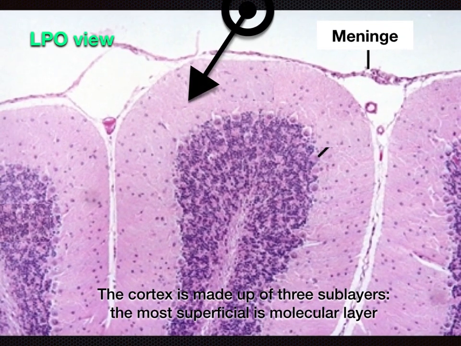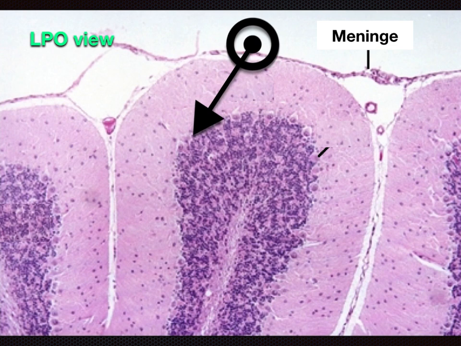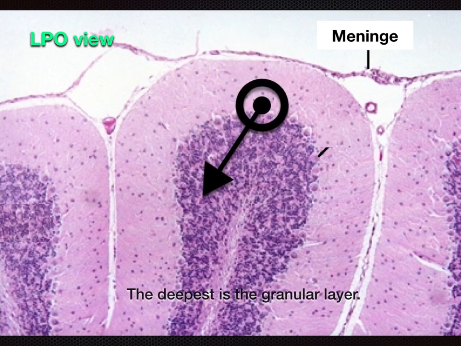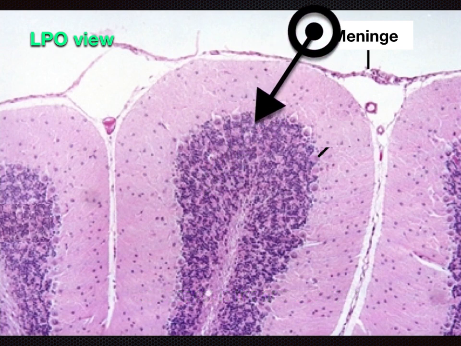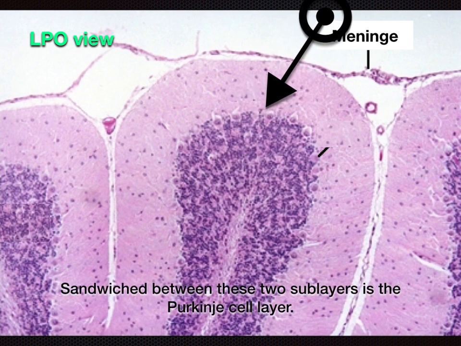The cortex is made up of 3 sublayers. The most superficial is molecular layer. The deepest is the granular layer. Sandwiched between these 2 sublayers is the Purkinje cell layer.